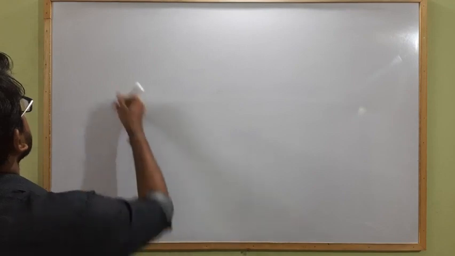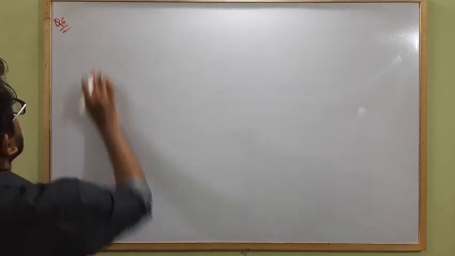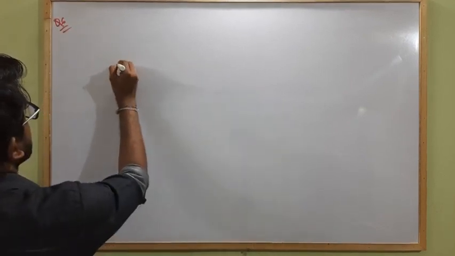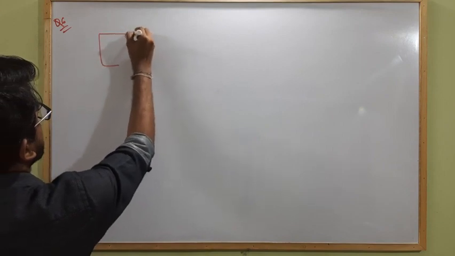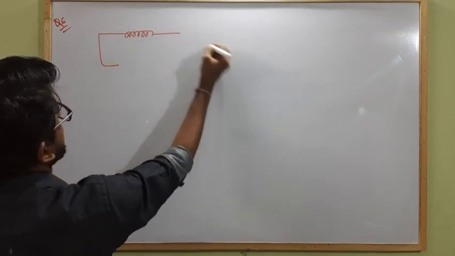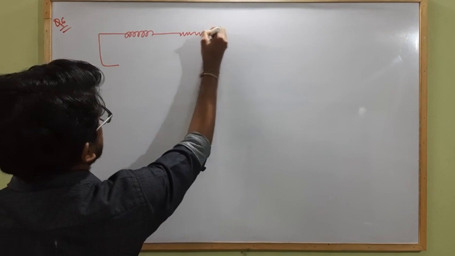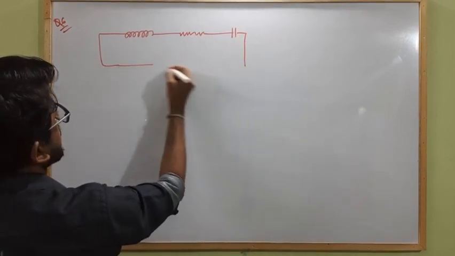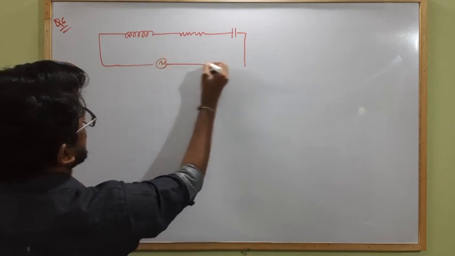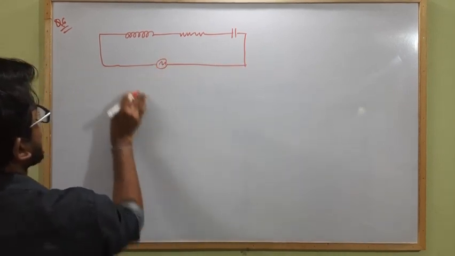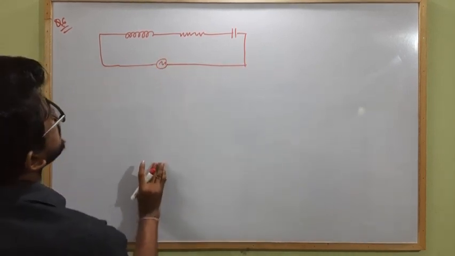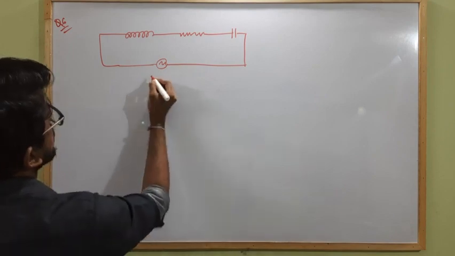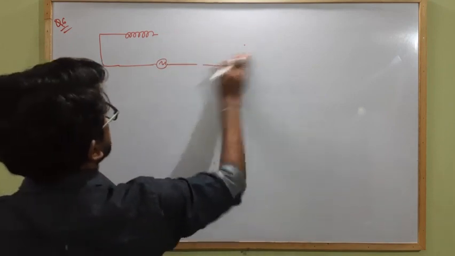So now, next question. There is a circuit, an inductor, a resistor and a capacitor connected across an alternating source of, okay, let it be like this.